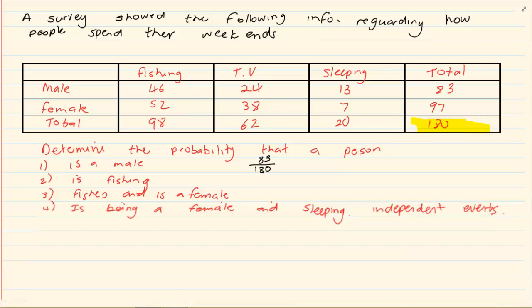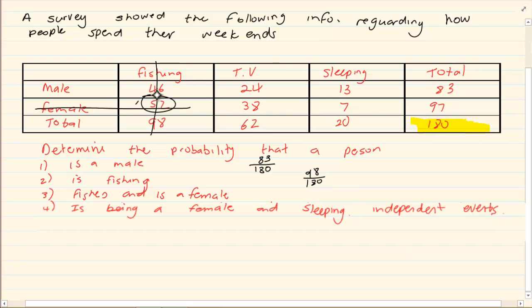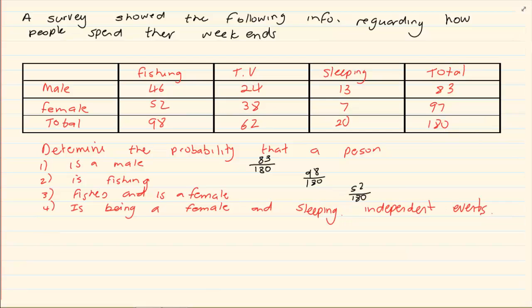Now, what is the probability of fishing? They're not telling you that it's a male or female. They're simply telling you fishing, which means the total of fishing is 98. So the probability is 98 over 180. Then the next one is, what is the probability of fishing and a female? So I'm going to fishing, I'm going to female, and they are crossing at 52. So the probability is 52 over 180. Okay, now let's look at the last one.